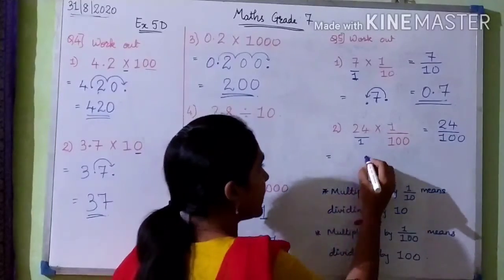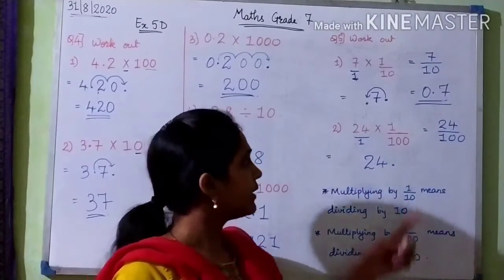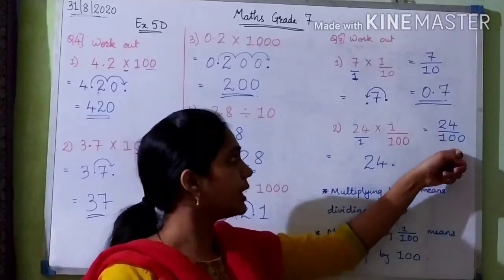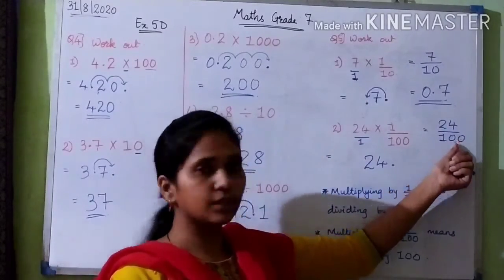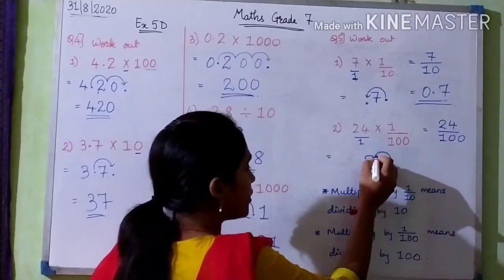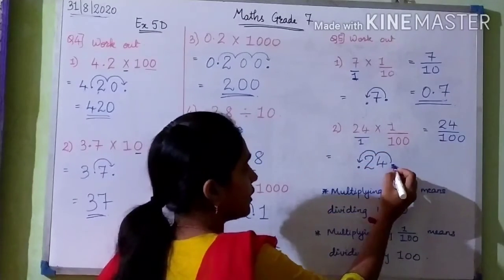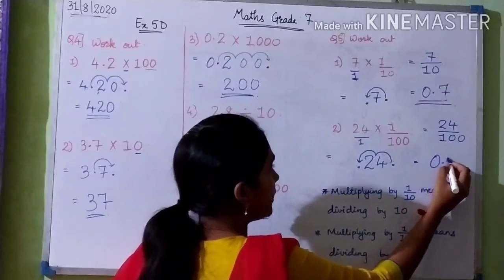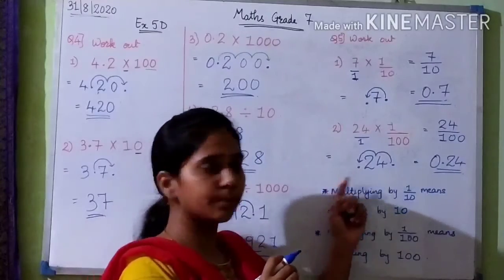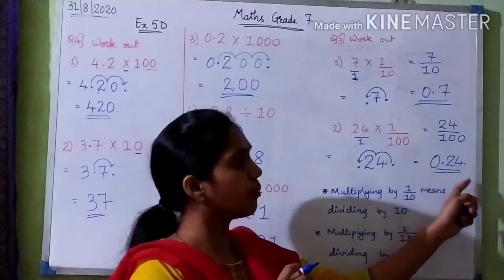Again here the number is 24. The decimal point is at its end. Now we are dividing it by 100, so the decimal point will shift towards the left side. By how many places? There are 2 zeros in 100, so it will shift by 2 places. So let us shift 1 and 2. So it will come here. So this number becomes 0.24. Here there was no number before it, so I put a 0. So 24 into 1 by 100 is 0.24.